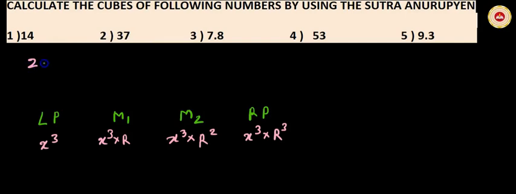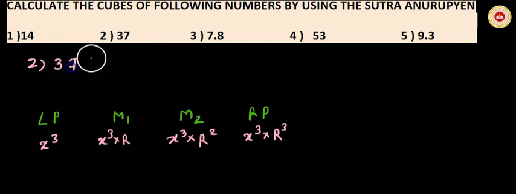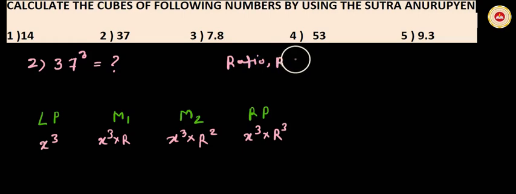Let us solve the next example. Second example, 37. So we are going to calculate the cube of 37. Correct? So first of all, let us find the ratio. Ratio R. Ratio of what? Ratio of the units place digit 7 to the tens place digit 3. That means 7 upon 3. So here the ratio is 7 upon 3.